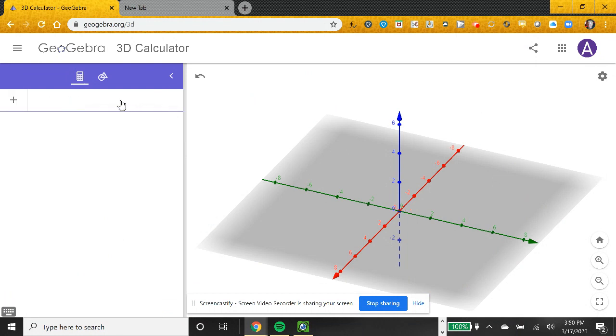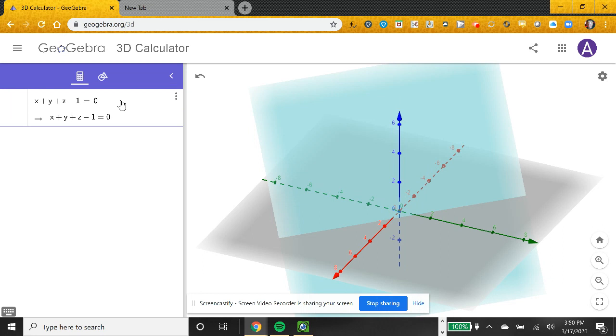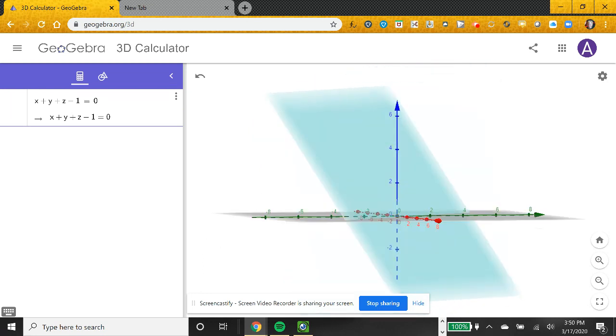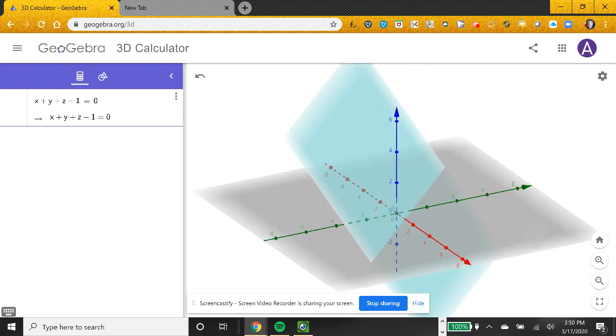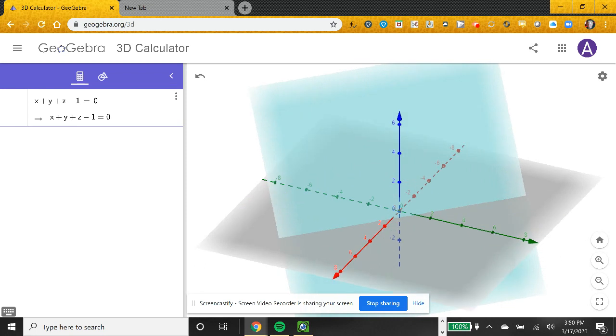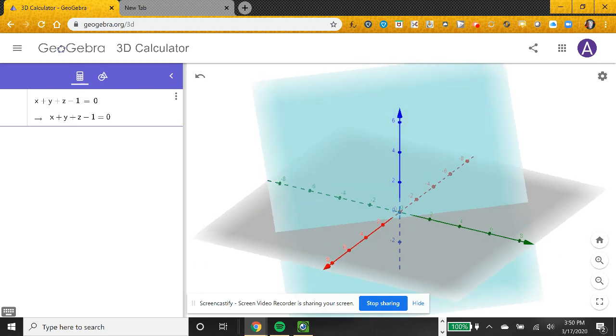Or we'll graph our plane, which is x plus y plus z minus 1 equals 0. And there's our plane. Now notice that it's cutting through the 2D space, which is the gray. You notice that it cuts through the xy plane and it's forming the equation of a line.